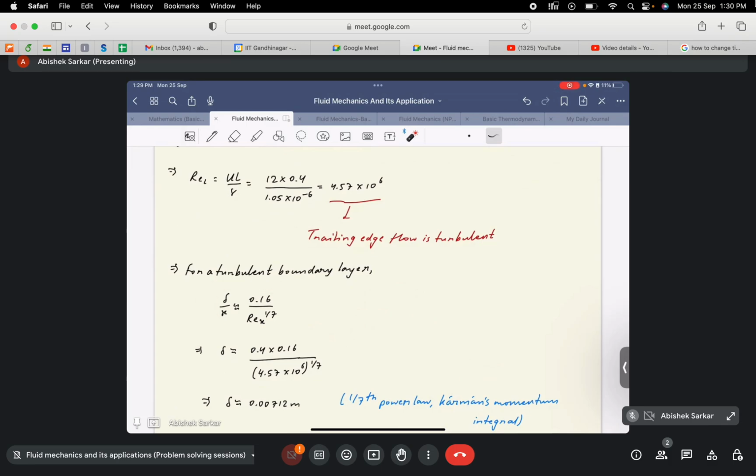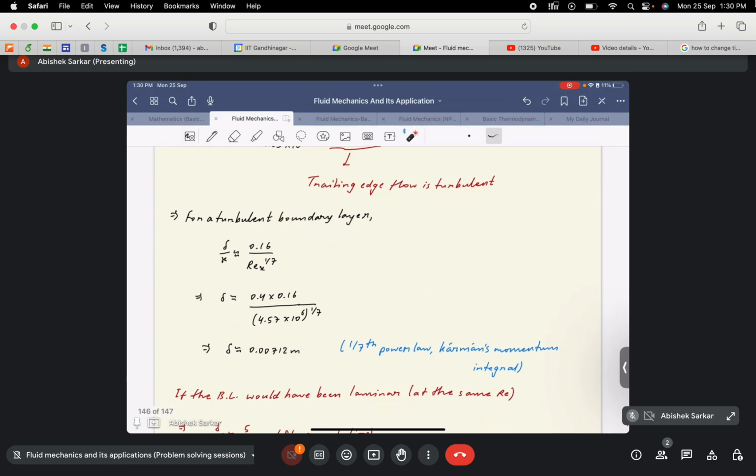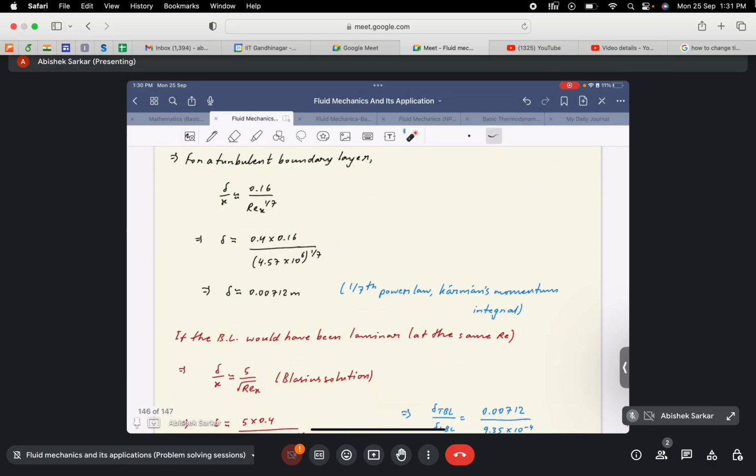For a turbulent boundary layer, this is the governing equation to determine the thickness of the boundary layer. From that we get delta equal to 0.00712 meter. This relation is obtained by the 1/7 power law, like the velocity profile relation we discussed for flow in a pipe: for laminar flow it was a parabolic velocity profile, and for turbulent flow a 1/7 power law was used. We use Karman's momentum integral formula to derive this equation. It's good to know, but this is the equation for the boundary layer thickness.